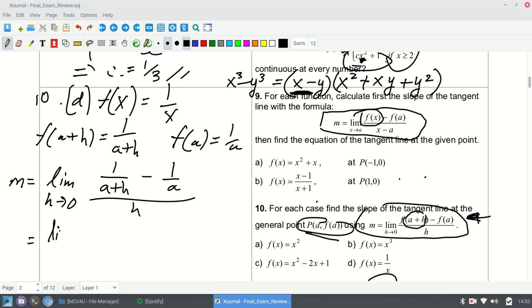Do you guys think my h's look nasty? I guess they kind of look nasty, right?